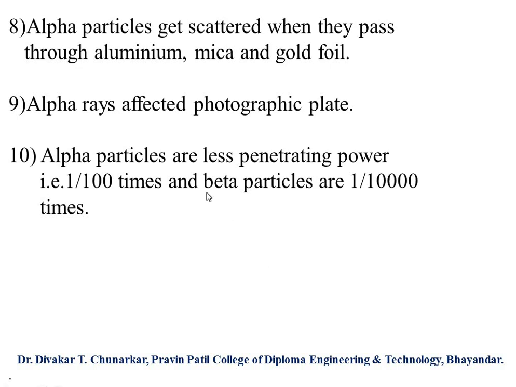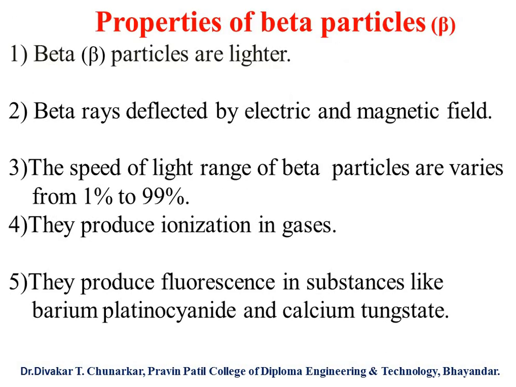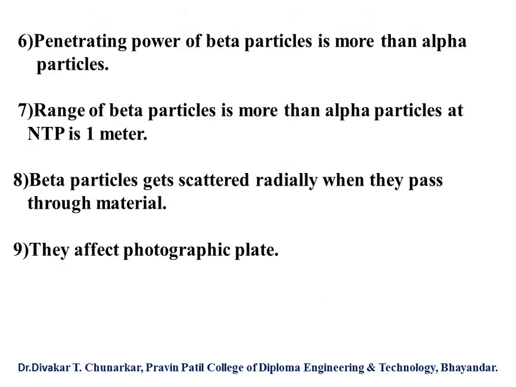Students, these are important properties of alpha, beta and gamma. Alpha rays, beta rays and gamma rays all affect the photographic plate. And the range varies in the case of alpha, beta and gamma particles.